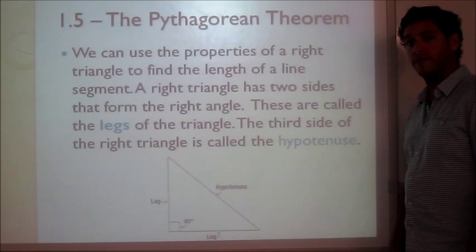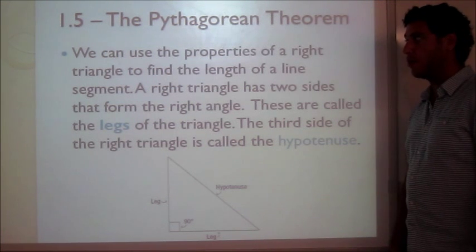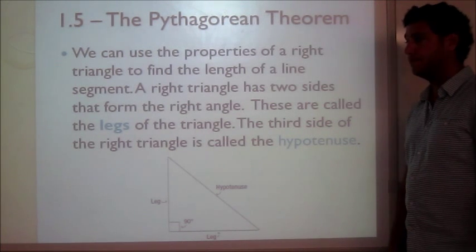Topic 1.5, the Pythagorean Theorem. We can use the properties of a right triangle to find the length of a line segment.